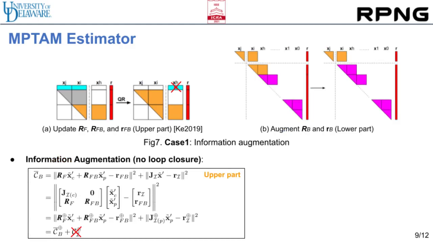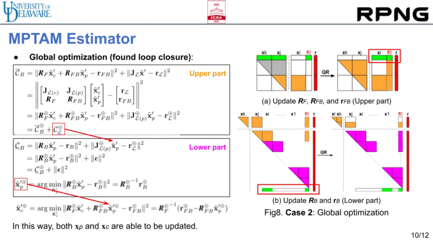For information augmentation, what we need to do is first update the upper part with the incoming measurement. Here, for the remaining measurement factor after the update, we will directly discard it in order to improve the efficiency. And then we will augment the lower part with the information factor that corresponds to the state being marginalized by the front end.